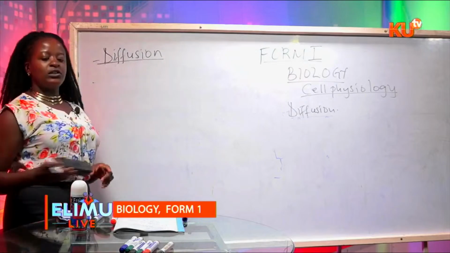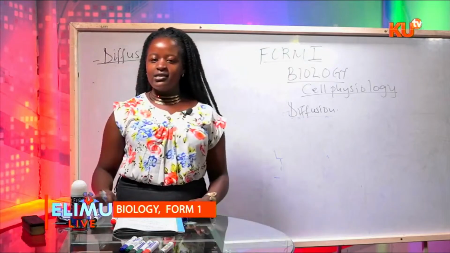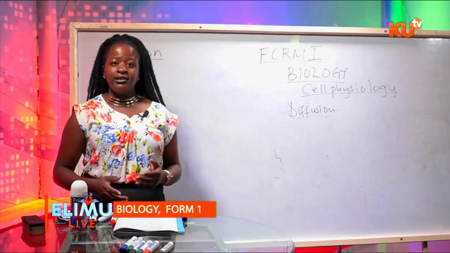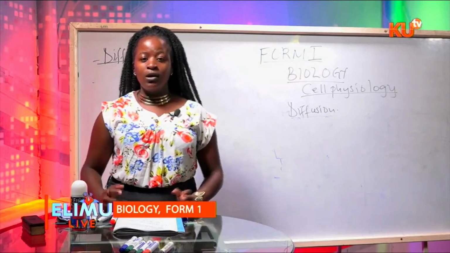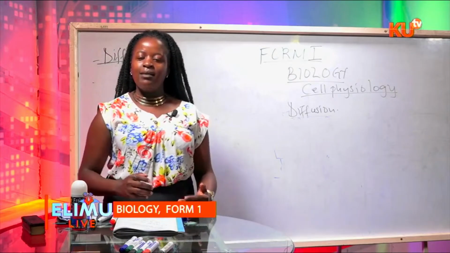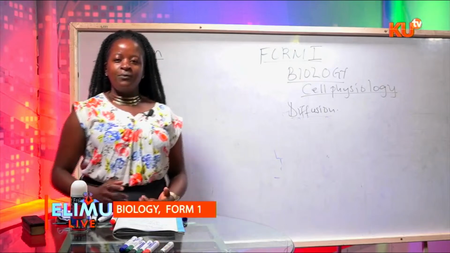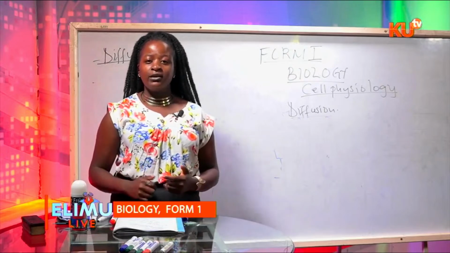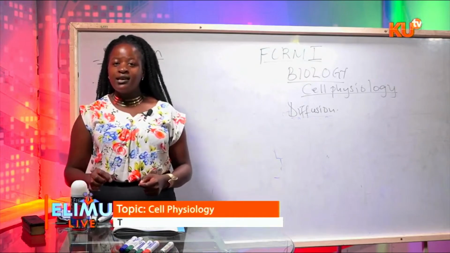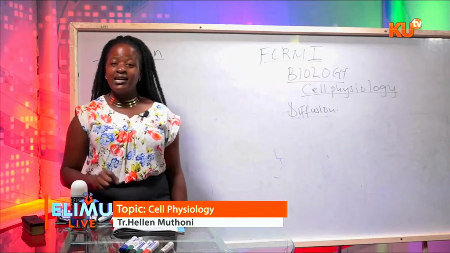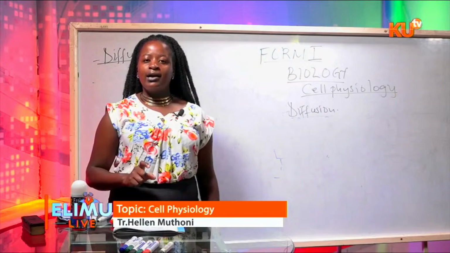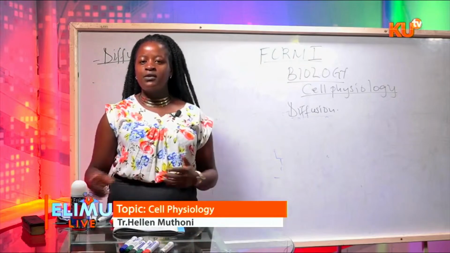And in diffusion, these are the key areas we are going to look at. Number one, we are going to define the term diffusion. What does it mean? We are also going to define other terms related to diffusion, for example, the term diffusion gradient. We are also going to look at experiments that are used to demonstrate diffusion. And we are going to look at factors affecting diffusion.